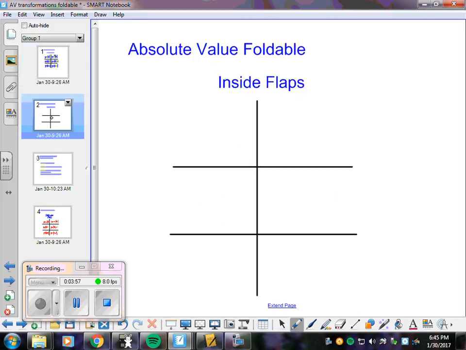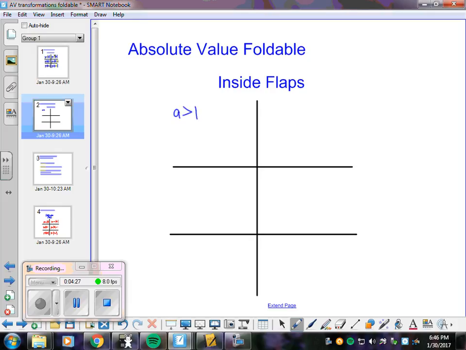Okay, now I'm going to the inside flaps. When I say inside flaps, I'm talking about you writing on the actual part that will be glued to your back where it has the lines drawn. You're going to fill in those things, not on the back of the flap, but actually inside that box that we drew yesterday.